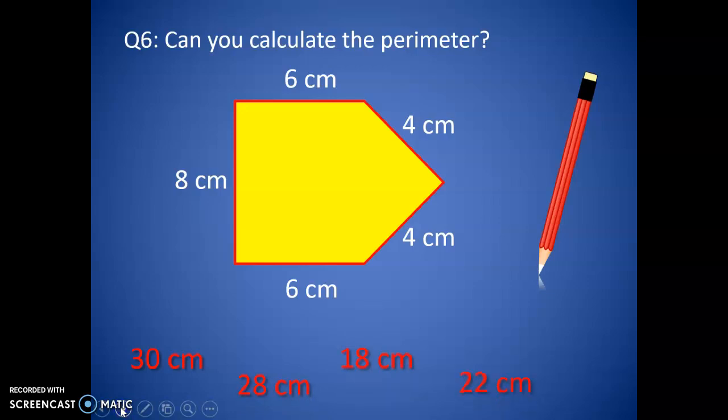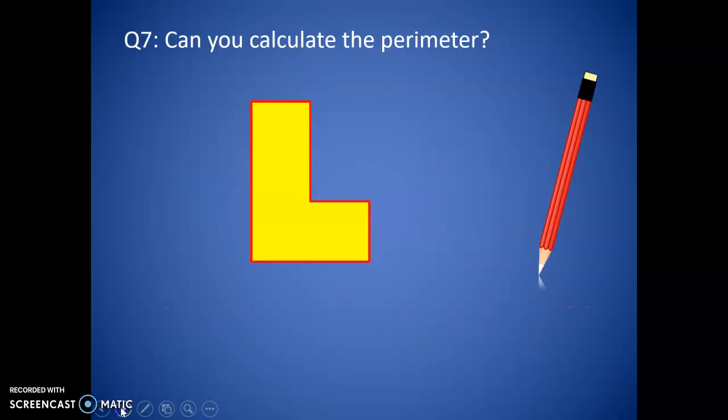It's not 30 or 18. Which is it, boys and girls? Well done if you got 28. How did we get there? Well, you can put the 6 and the 4 together to make 10, and then 6 and the 4 together again to make another 10, and then add the 8, 28 centimetres.